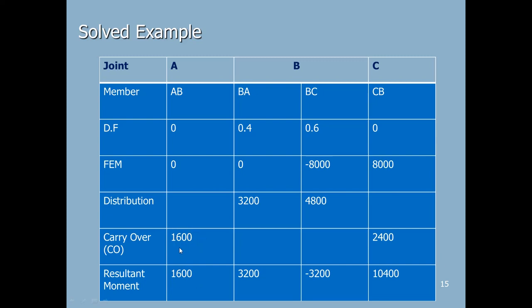So it is 1600. Here for BA 3200, and the algebraic sum for BC is minus 3200. Now you can see here BA plus 3200 and BC minus 3200. That means the algebraic sum of these two will be equal to 0. So we can say that the total moment at B is 0. Then at CB this is 10,400.